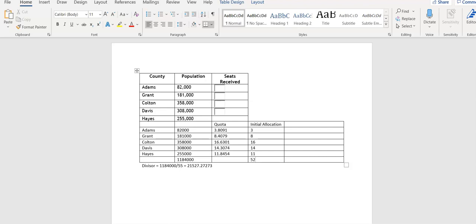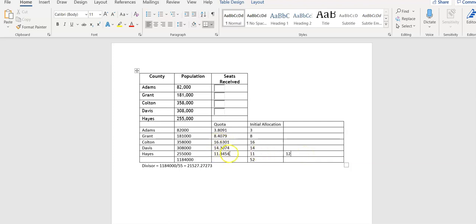Now, to decide who gets the next seats, we look at the decimal portion of our quotas. So the part that's to the right of the decimal point: 8091, 4079, 6301, 3074, and 8454. We start with whichever one is the biggest number among those decimals. Notice that 8454 is bigger than these up here. So Hayes will get 1 more seat. Now that takes us to 53 seats.